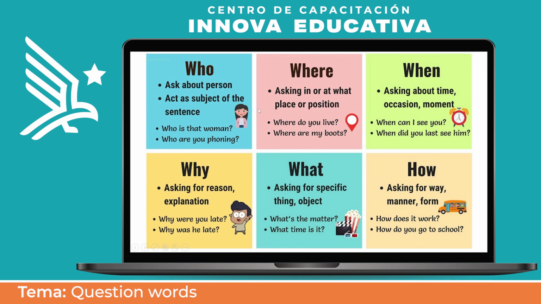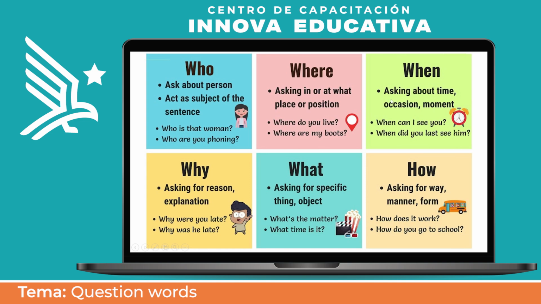Where do you study? ¿Dónde estudias? Where do you eat lunch? ¿Dónde almuerzas? Okay, we use where to ask about places we want to know people go, or the position of something. For example, where is my bike? ¿Dónde está mi bicicleta? Where is my cell phone? ¿Dónde está mi teléfono? Asking in or at what place or the position.